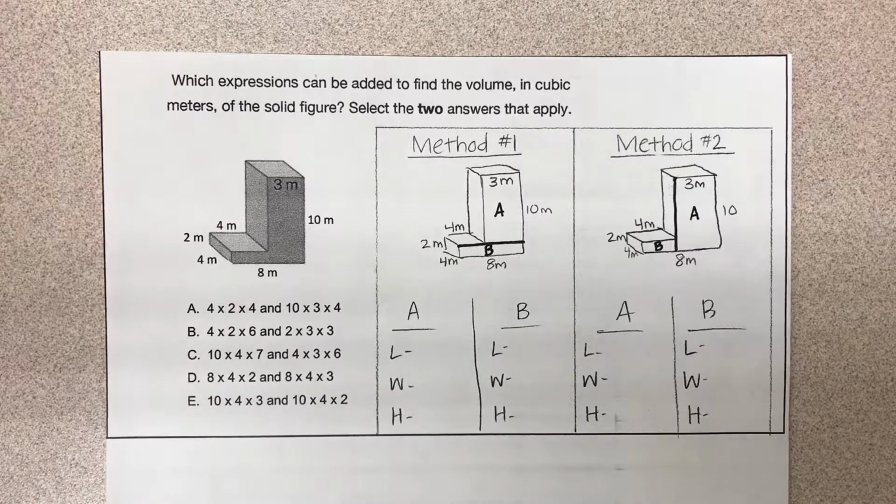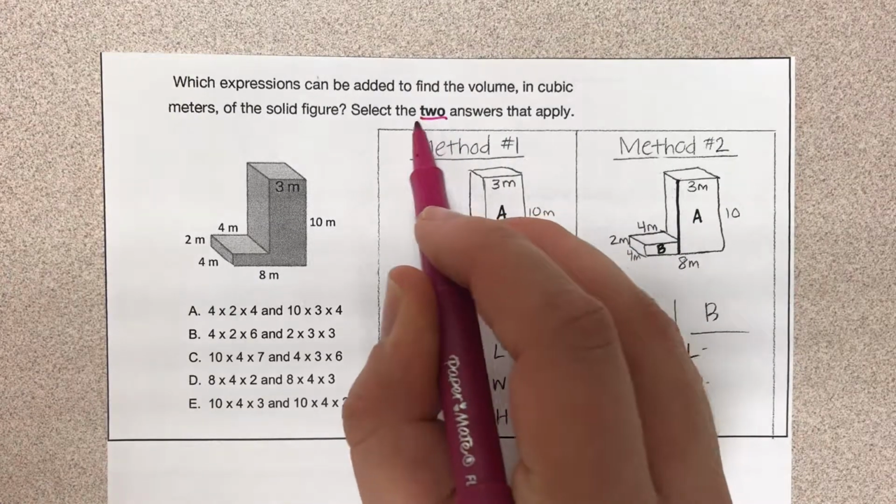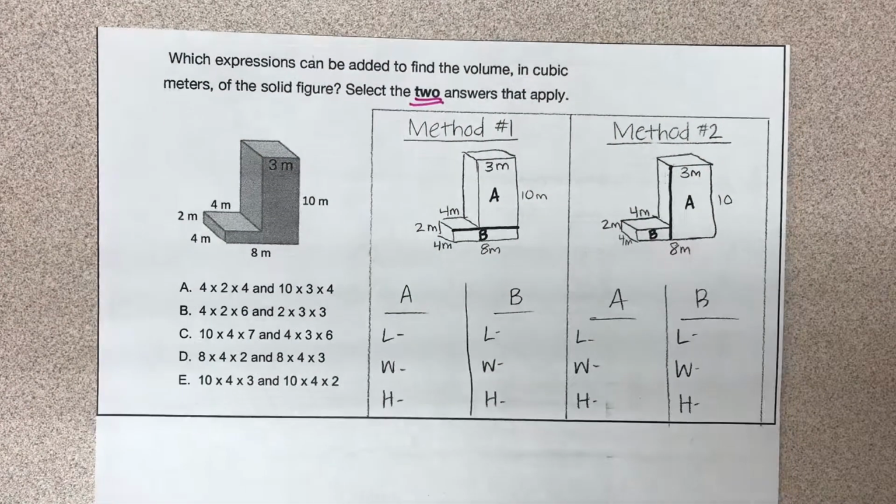So this first problem says, which expressions can be added to find the volume in cubic meters of the solid figure? Select the two answers that apply. Okay, 2 is in bold. We need to make sure we are marking 2 answers.